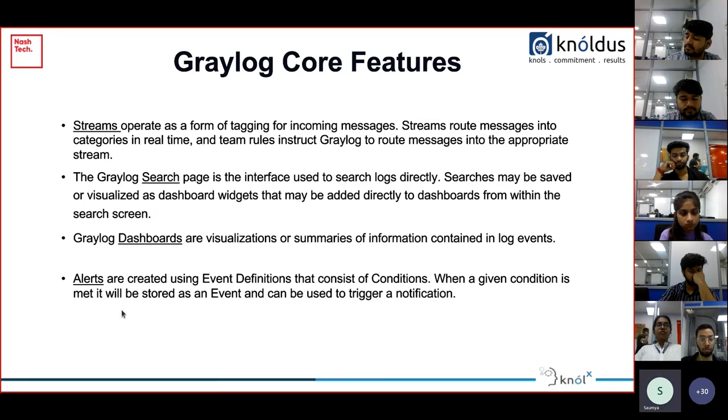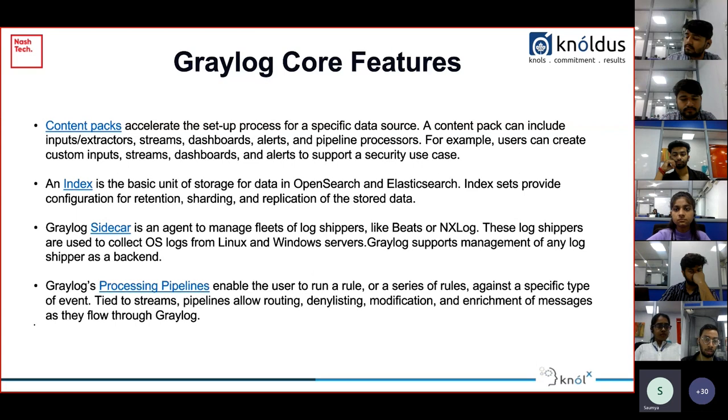We have alerts as well in the Graylog server. You just have to create different events for that. You must have your conditions in mind, that for this particular condition I want to create an alert. On a particular condition basis, you can create an event definition, and on that event definition, you can provide your alert. When a given condition is met, it will be stored as an event and can be used to trigger a notification. So Graylog provides an alert mechanism as well.